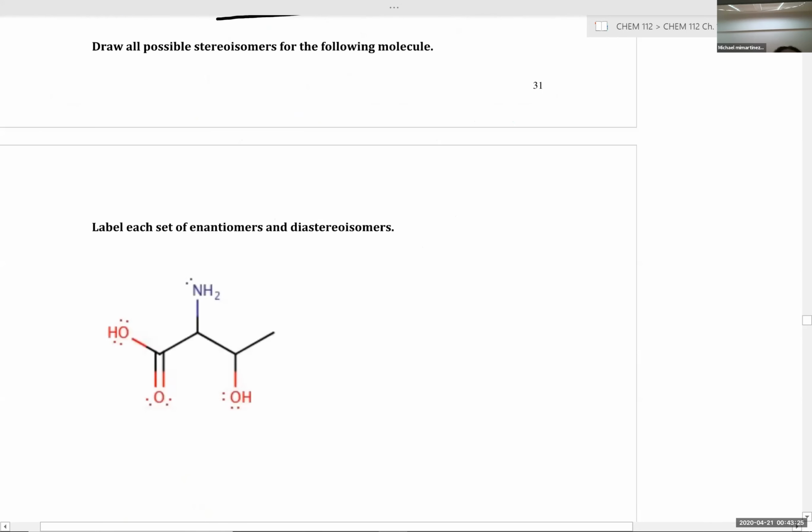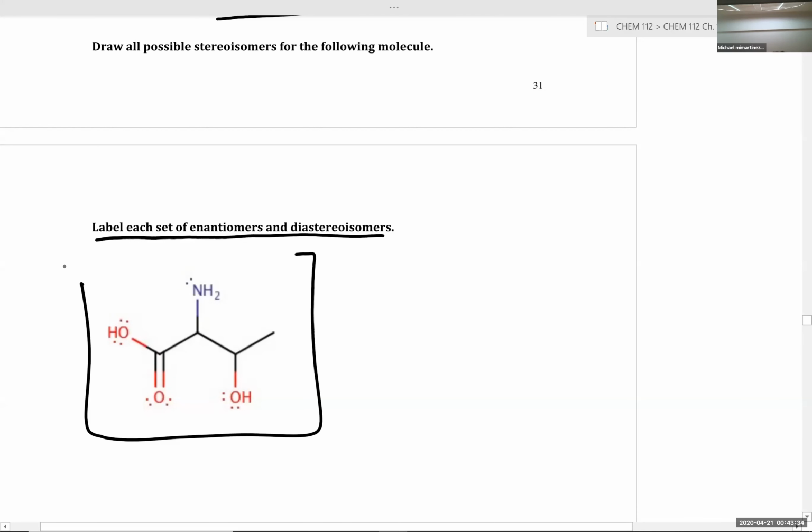So we're asked to draw all possible stereoisomers, and we're asked to label each set of enantiomers and diastereomers for the following molecule. So first things first, before we even start drawing out chiral centers, let's just label some carbons, 1, 2, 3, 4, and let's just identify really quickly our chiral carbons. So which carbons are chiral? And I'll even draw out the hydrogens just to help everyone along. Which carbons are chiral in the following molecule?